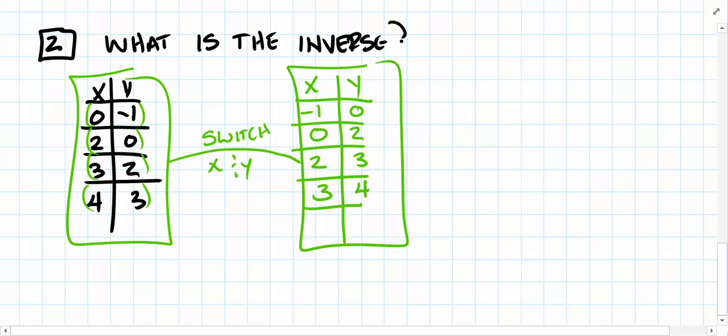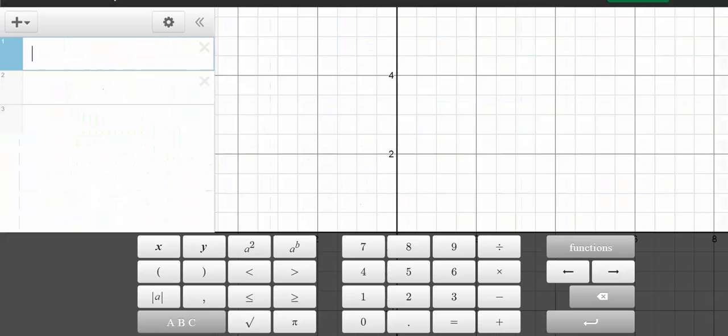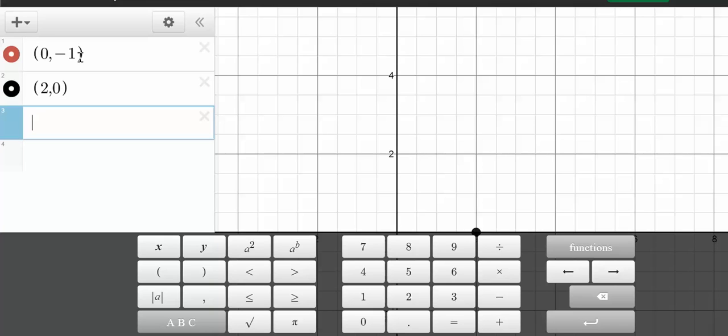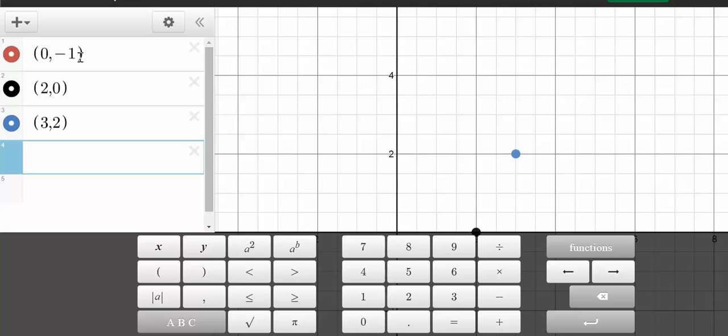Okay, I want you guys to tell me all the points that we just did in the very first one. What were those points? We had (0, -1), then (2, 0), then (3, 2), and the next one was (4, 3). Okay, and I'm going to make these all the same color, so I'll make these all red.